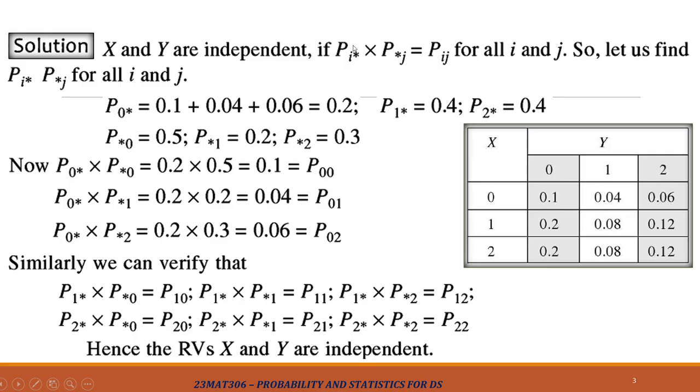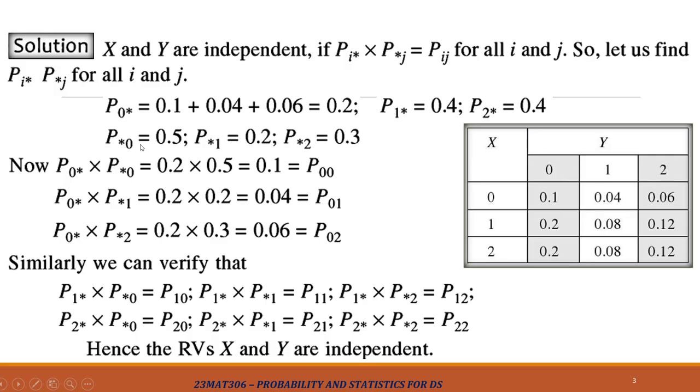First, let us take the i value as 0. Star means that in the place of x equal to 0, we have to take all the column values, that is the y values. So we add 0.1 plus 0.04 plus 0.06. The answer is 0.2. Likewise, proceed for x values till 2. P1 star means we add these three numbers and get 0.4, and P2 star, again we add these three numbers and get 0.4.